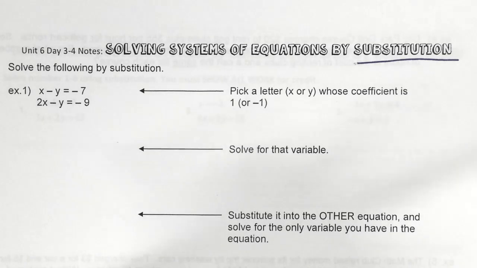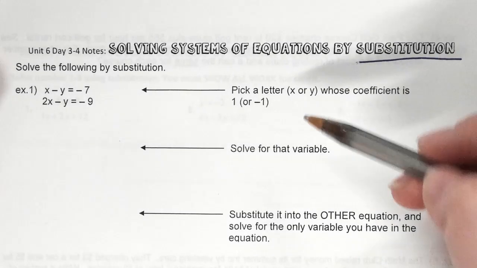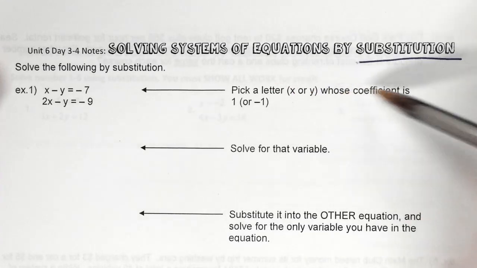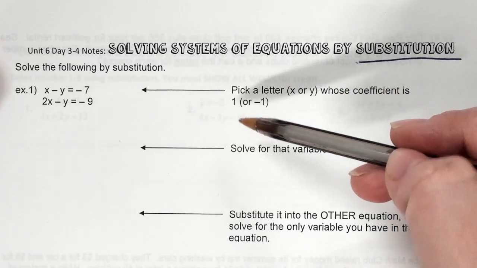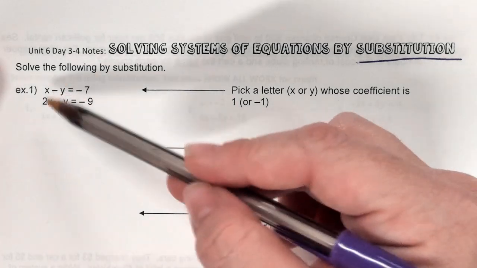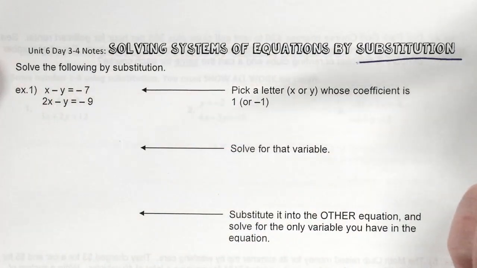Same thing with ingredients. If we are going to substitute something, we don't use the original ingredient. We replace it with something different. Okay, so the first thing you're going to want to do is pick a letter, X or Y, whose coefficient is 1. You preferably want it to already be by itself, but there are no letters already by themselves, so we don't have that option.